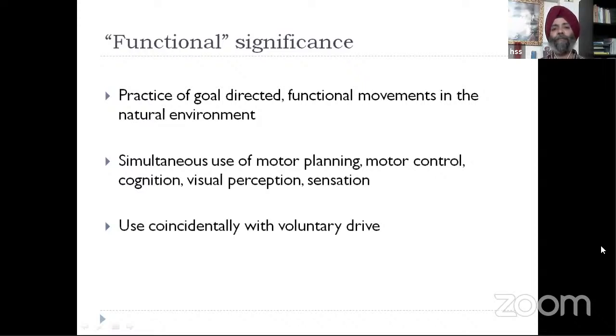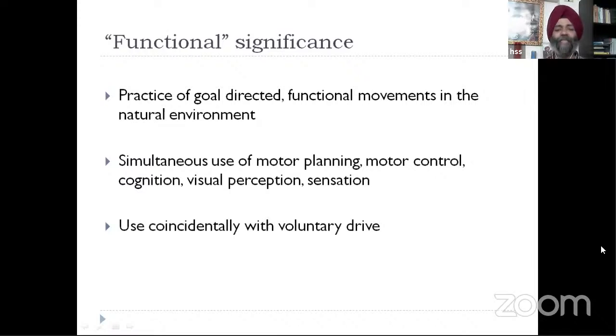within the cerebellum. Then this learning needs a functional component to the movement, which requires repetitive practice of goal-directed functional movements, that requires motor planning from the patient, that requires control, that requires cognition, as well as provides a feedback in terms of visual, tactile, and proprioceptive inputs reaching the central nervous system.